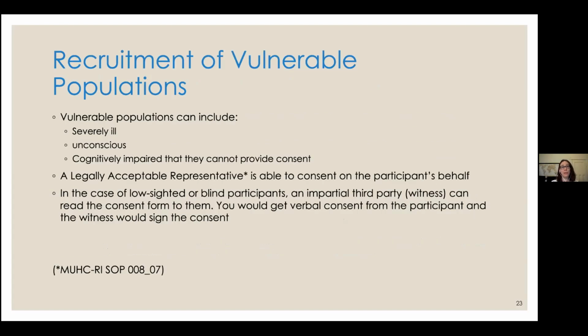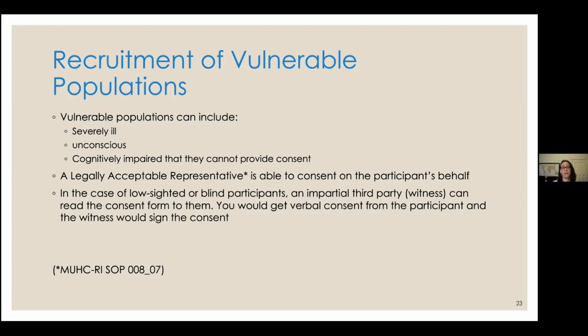So your study might recruit vulnerable populations. This can include severely ill or unconscious patients if you're recruiting, say, in the ER or on the wards, or it could be cognitively impaired individuals that can't consent for themselves. In this case, you would need a legally acceptable representative to sign on their behalf. And in the case of the unconscious patient, they would need to be consented as soon as possible after they've regained consciousness.